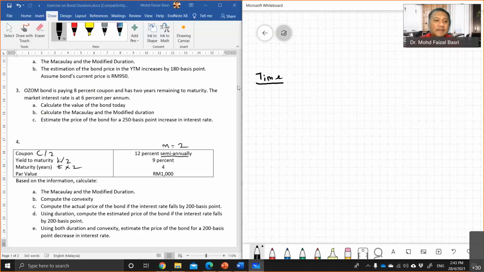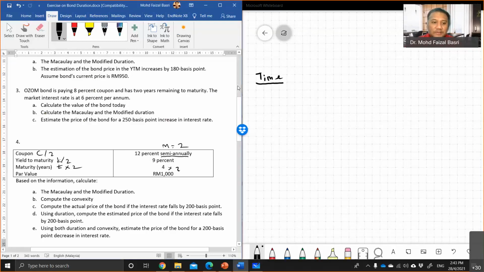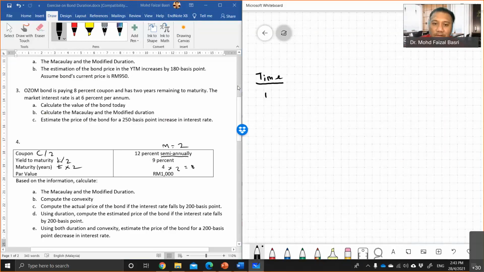Since they have 4 years left to maturity, and since this is semi-annually, 4 times 2, because T times 2, we're going to have 8 periods. 4 years, every year compounded twice. So technically we have 8 times of cash flows. Therefore we're going to have 8 here: 1, 2, 3, 4, 5, 6, 7, and 8. So we're going to have 8 periods, 4 years by 2 times.